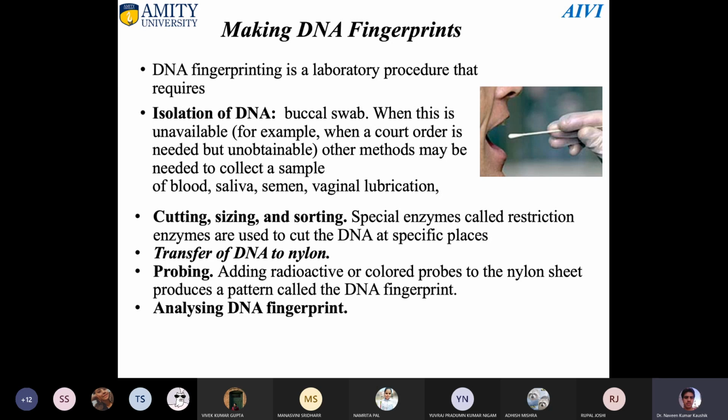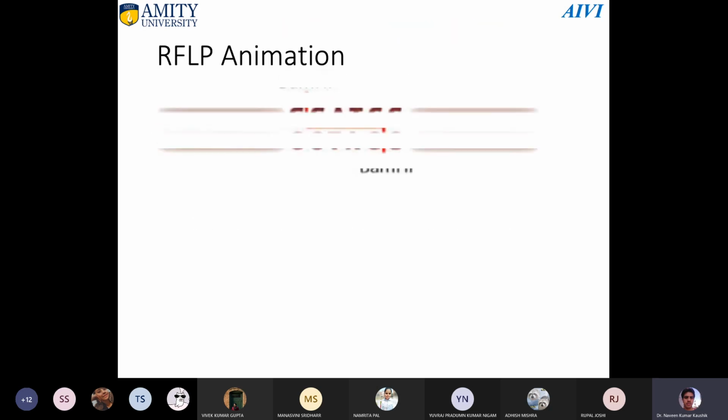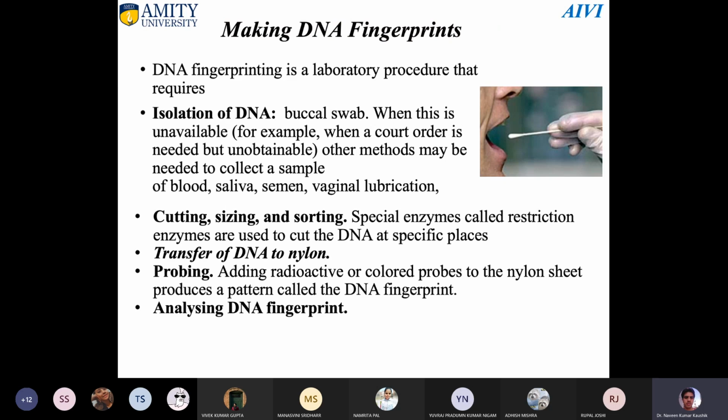Now the simple thing is how to collect DNA, and what precautions you should take while collecting it. Because when you are collecting DNA, I think many of you have seen CID. Do you watch CID?